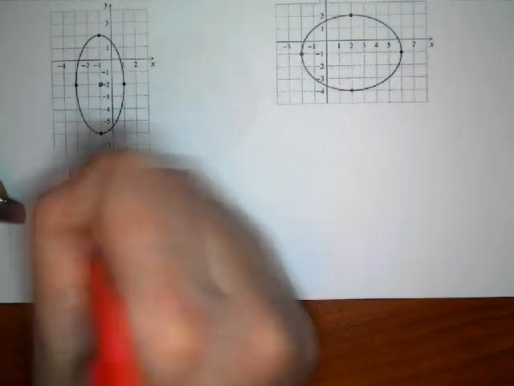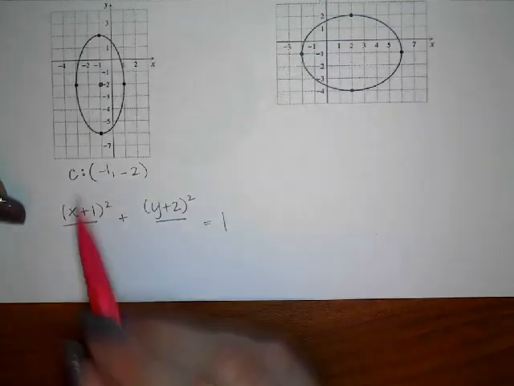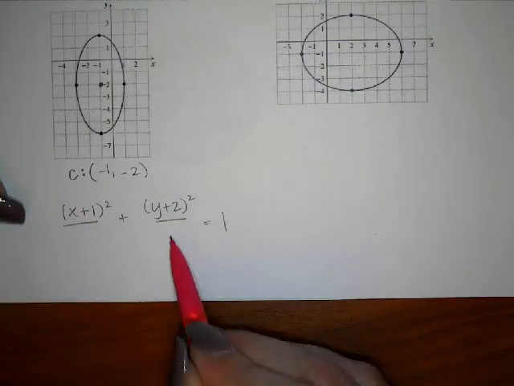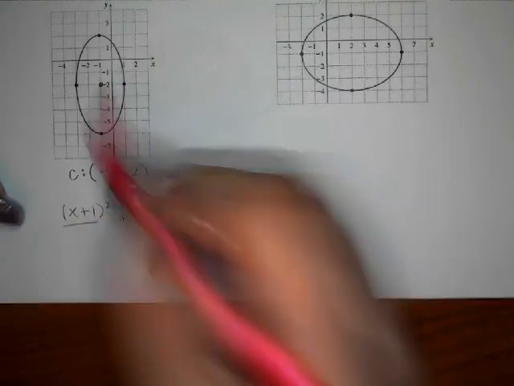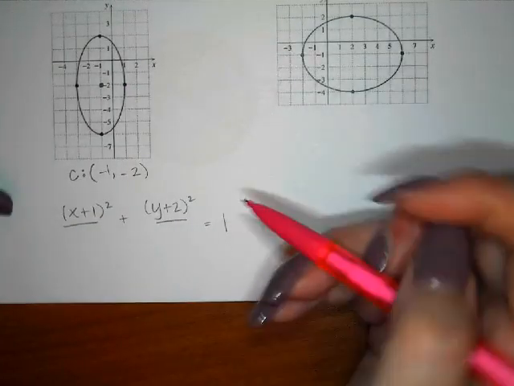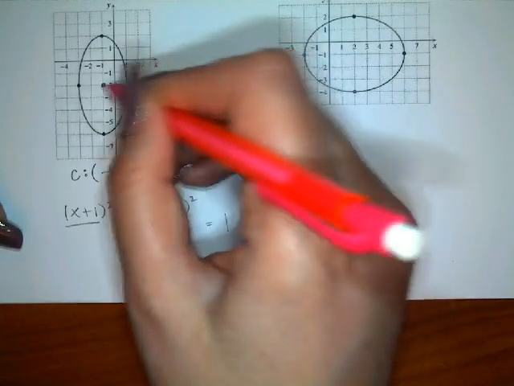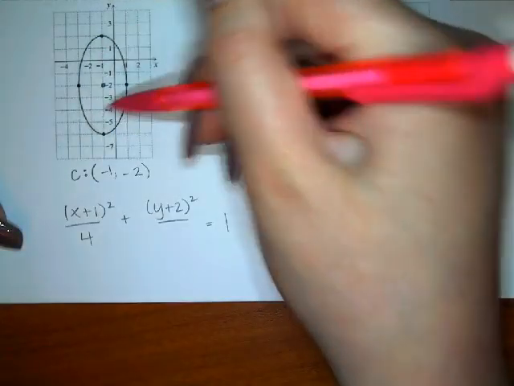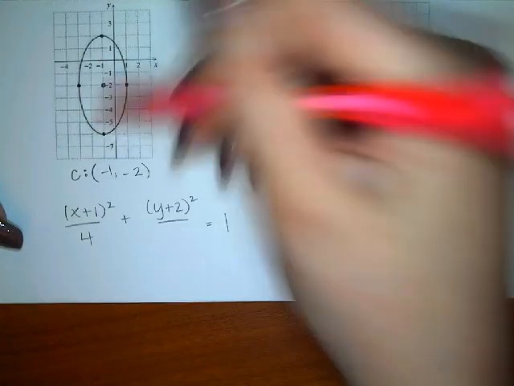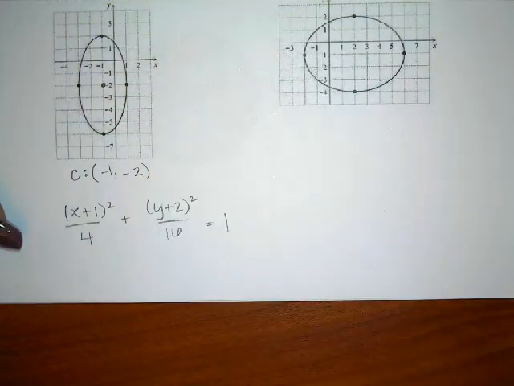And then from there, I can go ahead and put the number underneath the x, underneath the y, based on how wide that part of the radius. It's not really a radius, but that's how I like to think of it. So the left and right radius is 2, and 2 squared is 4. And then the up and down radius is 1, 2, 3, 4, 4 squared is 16. So this will be 16 right here. Okay, so this is the equation of the ellipse.